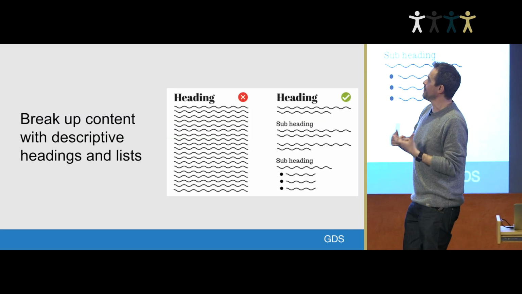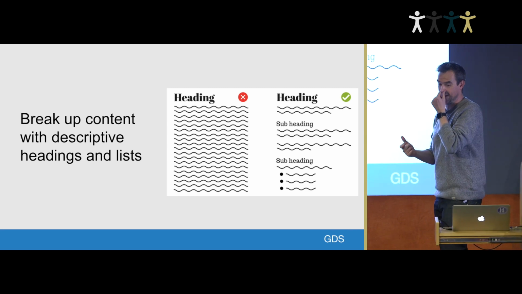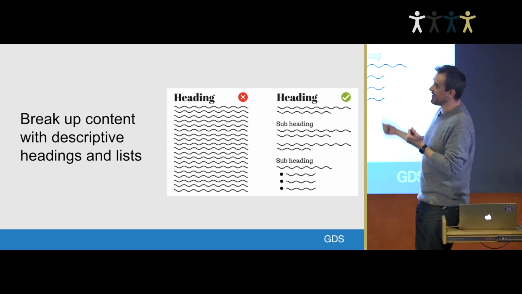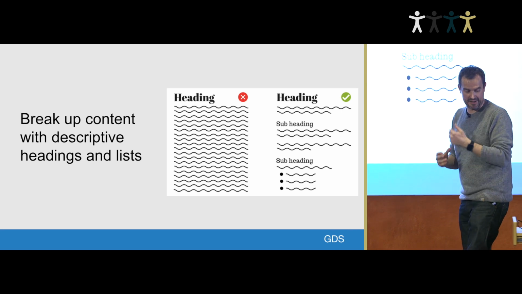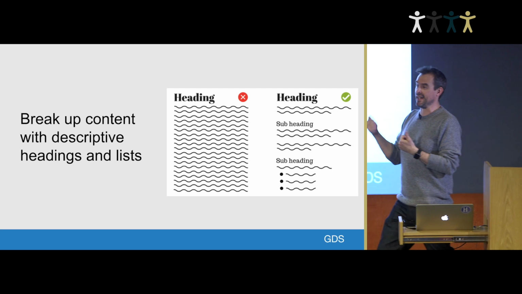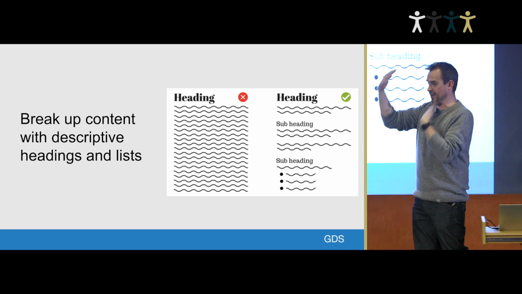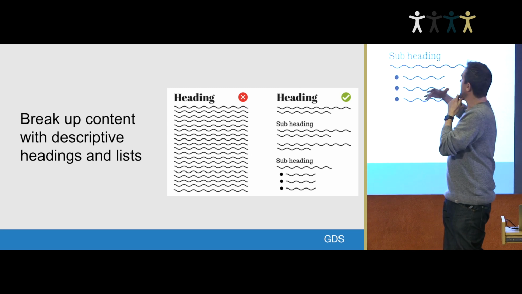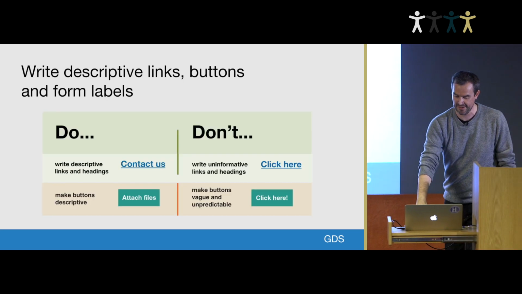Then there's really simple things like breaking content up so that it's got descriptive headings and lists. This makes such a difference for people that struggle to read or to process information. It also just makes it much easier for everybody. People don't sit and read everything, they will scan a page. This kind of structure just helps people digest information a lot better.